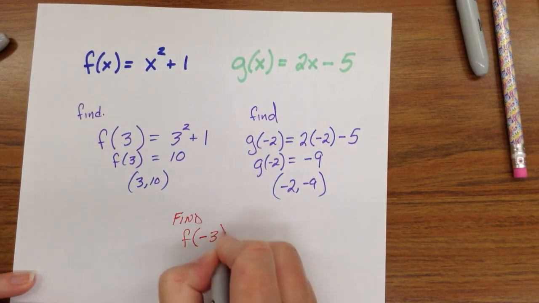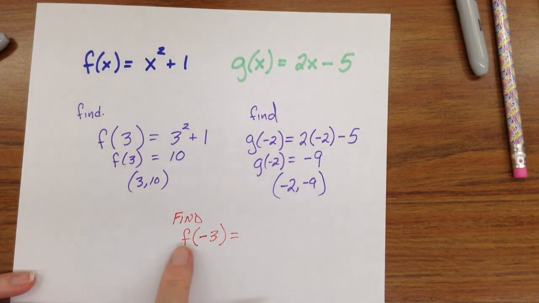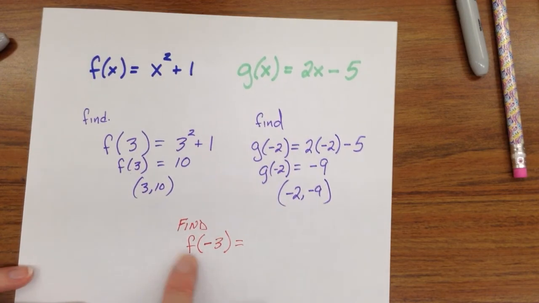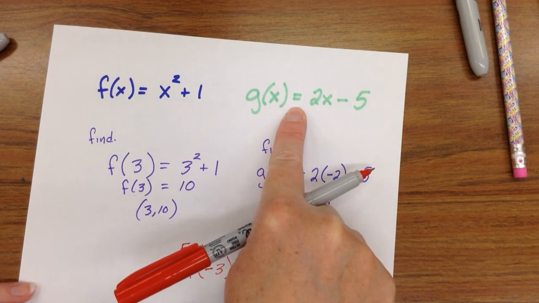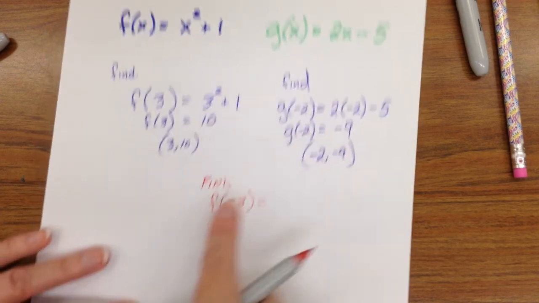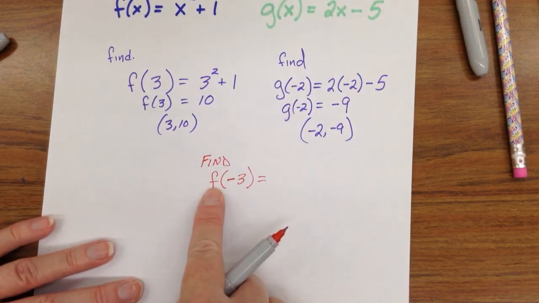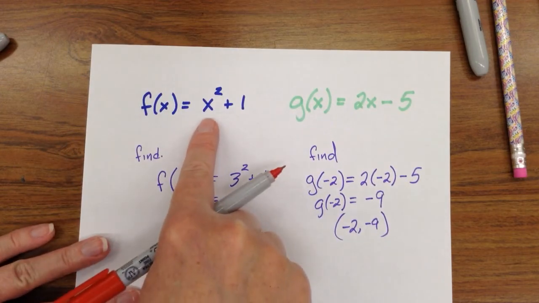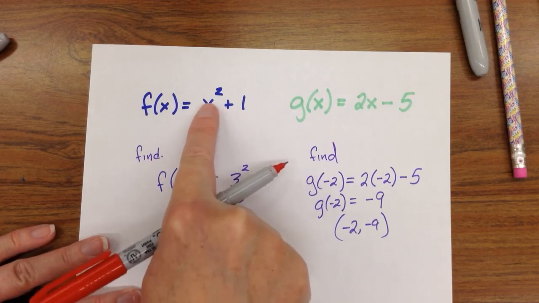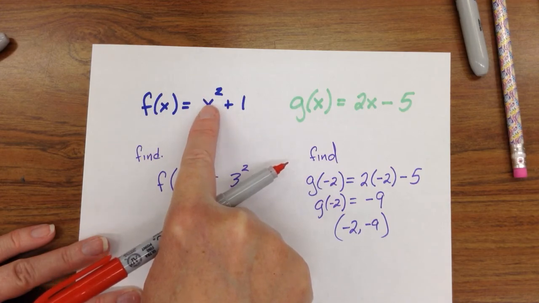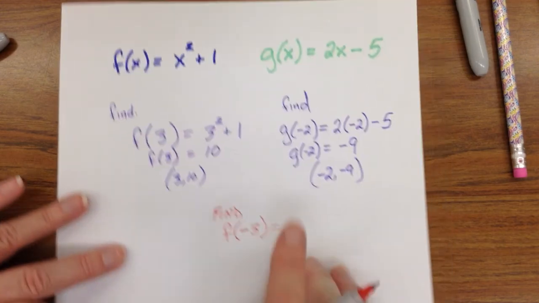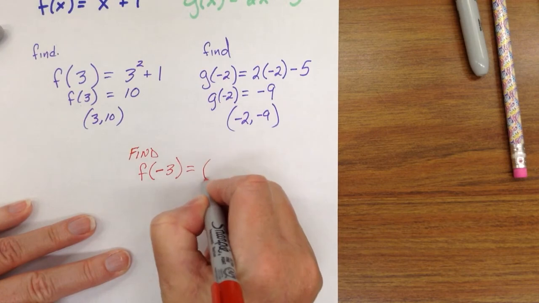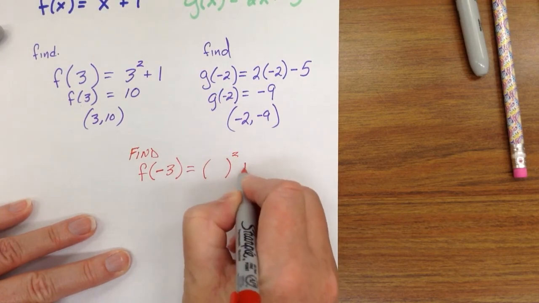negative 3. Now again, we start by saying, well, which function are we working with? Are we working over here? No, this is George. This says use Frank, the f function. So that means I need to look at the f function. One of the fastest ways to do this is to remove the x and create a blank. Instead of x squared plus 1, I'm going to write blank squared plus 1.